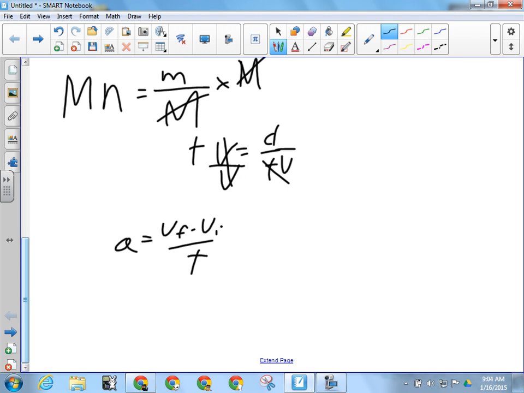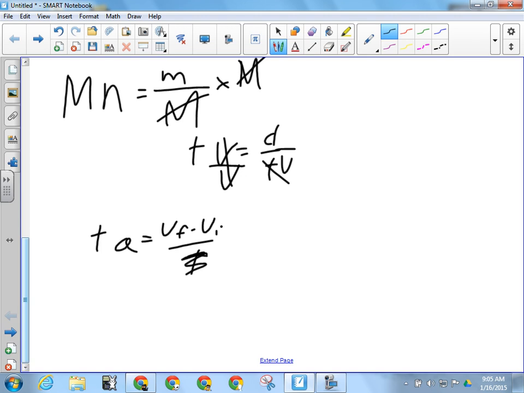Okay. So solving for T here is the same as what we did there. Let's say we want to solve for VF. I want to move what's not attached to VF first. VI is attached to VF. With me there? Okay, so I got to move this first. So I'm going to multiply both sides by T. Okay, so it's gone. With me there?